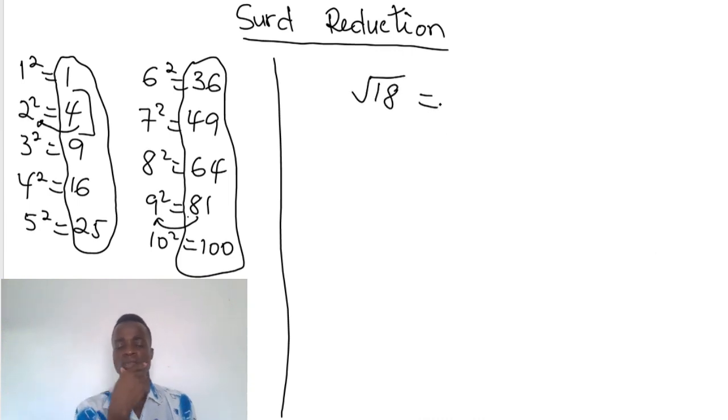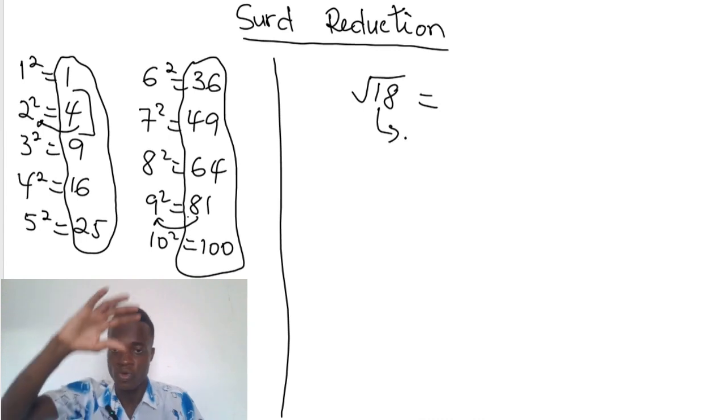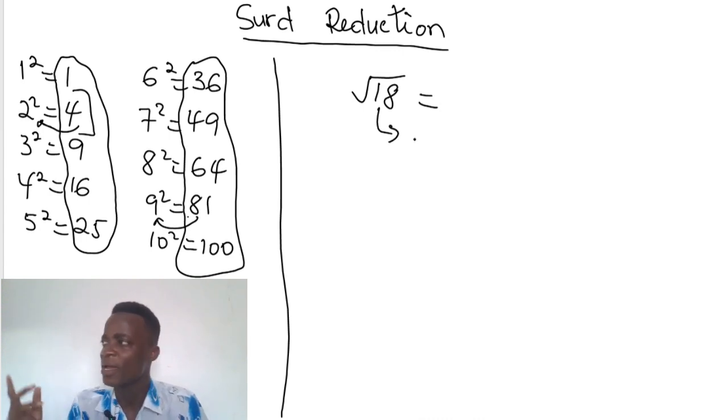Square root of 18 is not a prime number. We agree it's not a prime number, and we agree that it's not a perfect square. So we need to do reduction. For reduction, we just focus on the number itself, not the root. So what numbers multiply to give me 18?